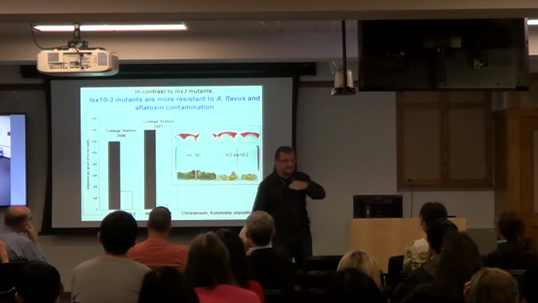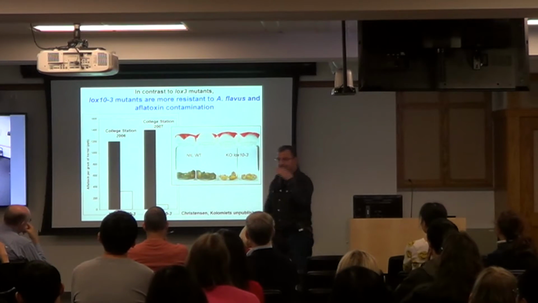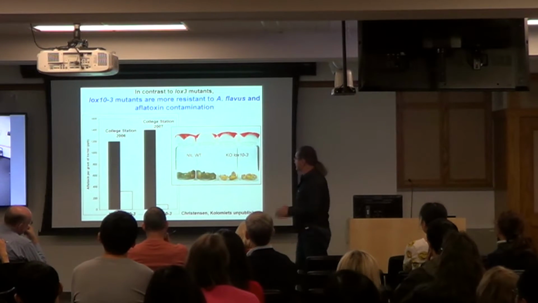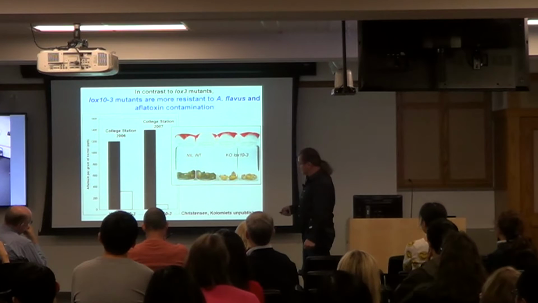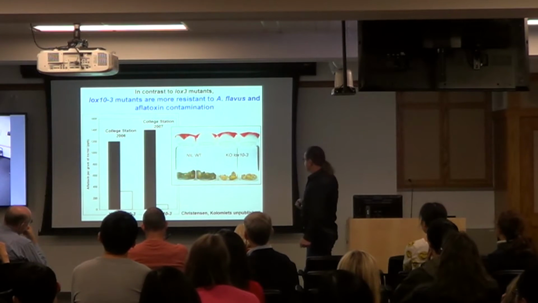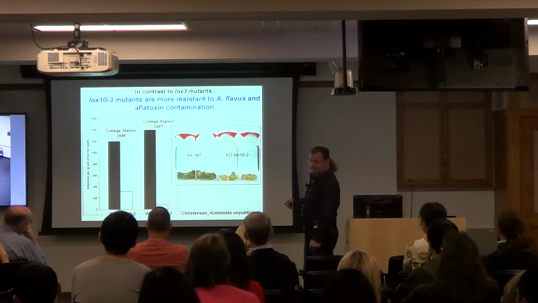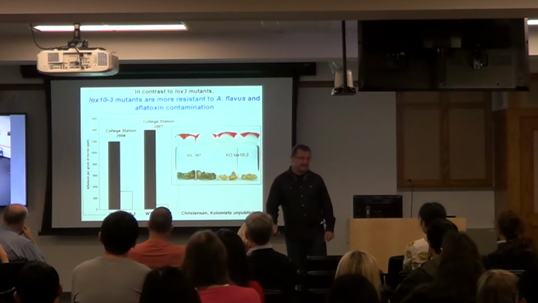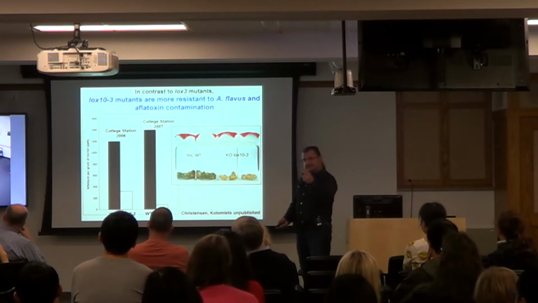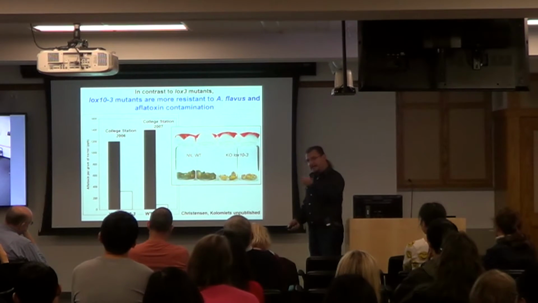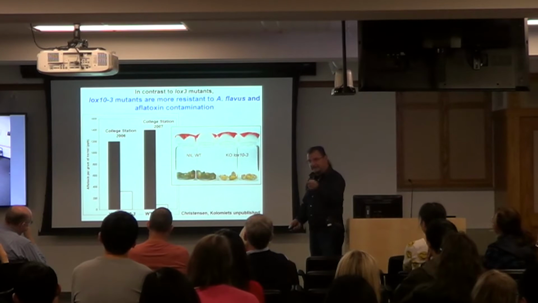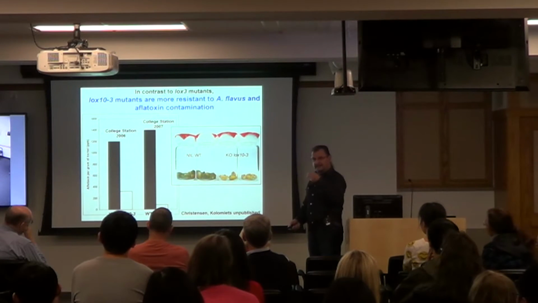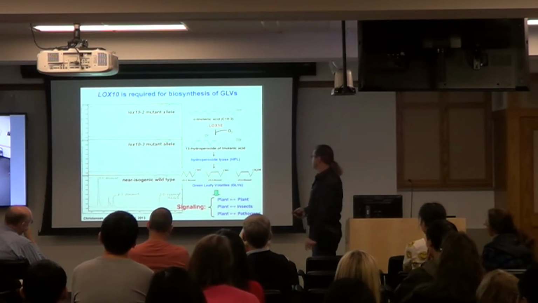We still haven't published it because I don't understand how it works, and I want to get to the mechanism. But we showed that LOX10 mutants are barely colonized by Aspergillus flavus in the kernel assay, and whatever Aspergillus does colonize produces very little aflatoxin. So these two genes appear to be helping the pathogen to colonize and helping the pathogen to produce mycotoxin.